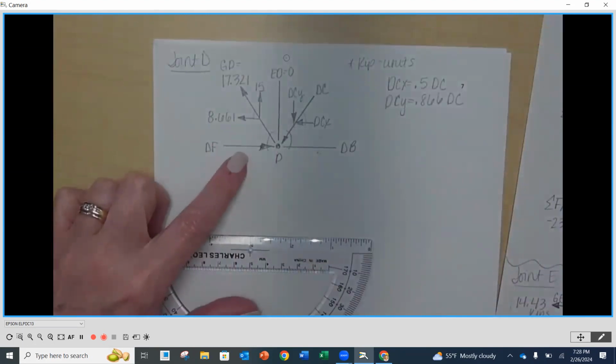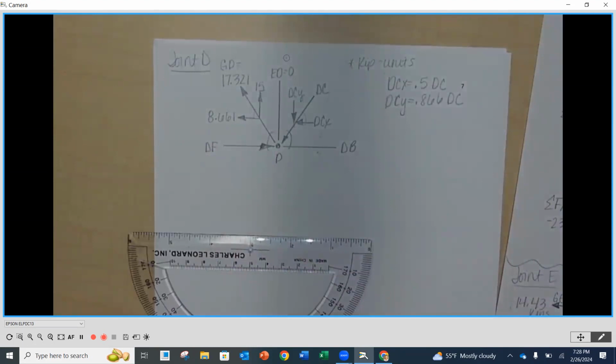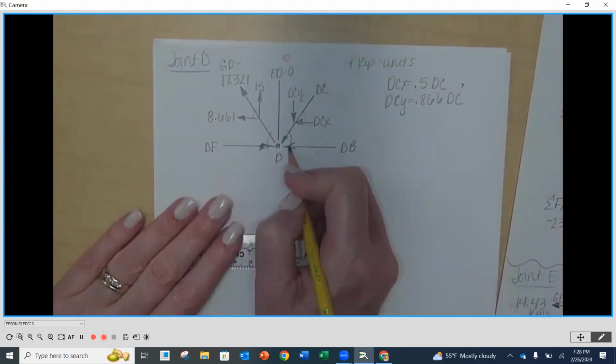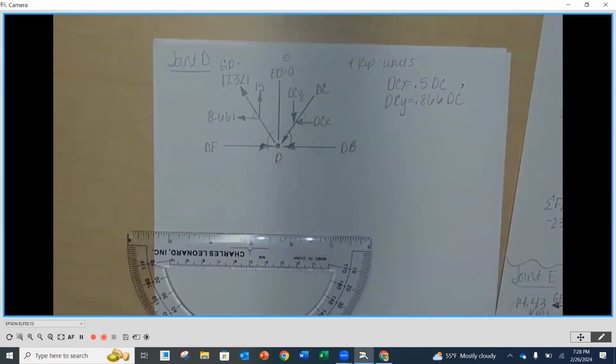So right now I'm going to just assume that direction there. And then I'm going to assume my DB going back into the left. Again, assuming if we end up with negative values, we know we're going to have to do a little bit of switching around. So as we look here, is there any direction that we can try to solve for?